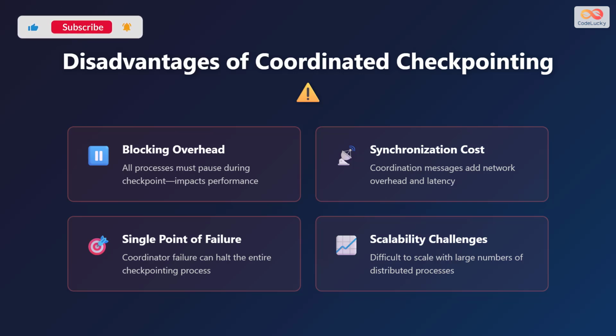However, coordinated checkpointing has notable limitations. All processes must pause during checkpointing, creating a blocking overhead that impacts overall system performance. The synchronization required for coordination introduces network latency and overhead. The coordinator becomes a single point of failure. If the coordinator crashes, the entire checkpointing process can halt. Scalability is challenging with large numbers of processes as coordination complexity grows. The blocking period increases with the number of processes, making it unsuitable for highly distributed systems with hundreds or thousands of nodes.